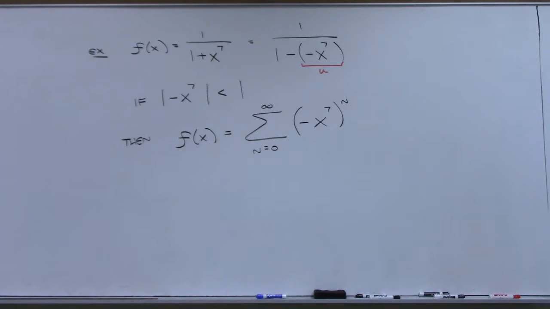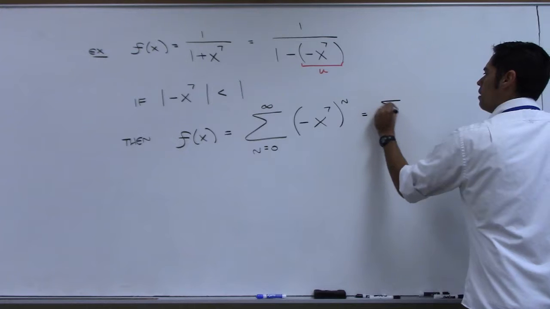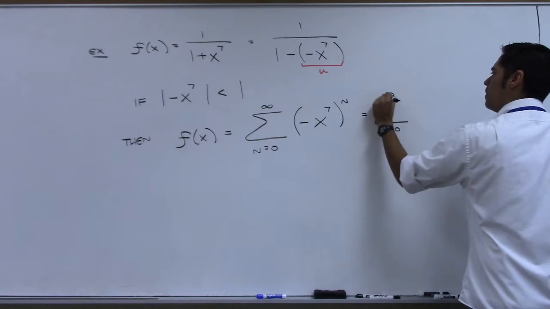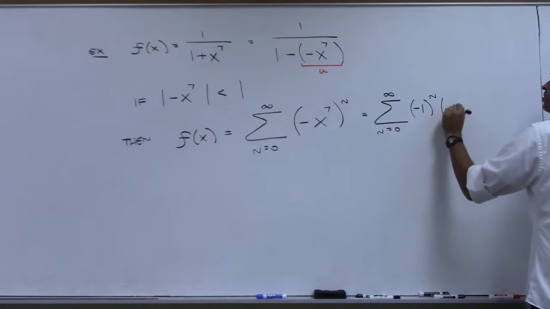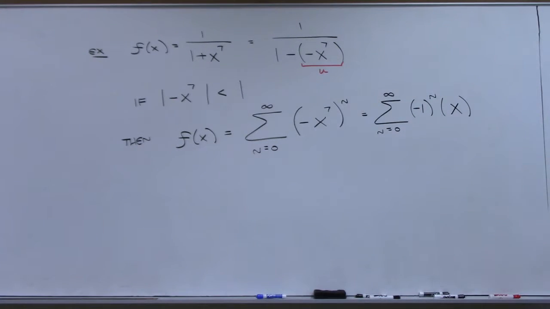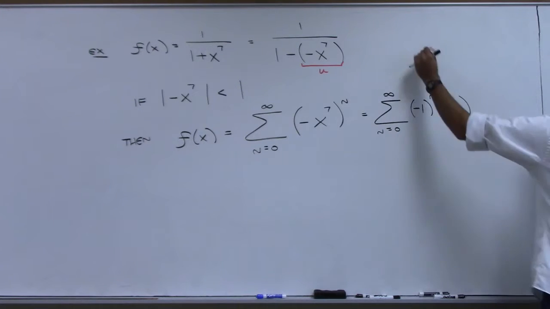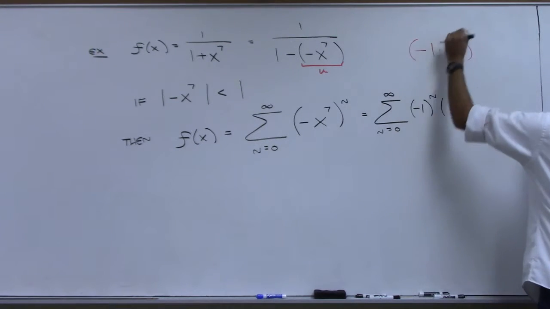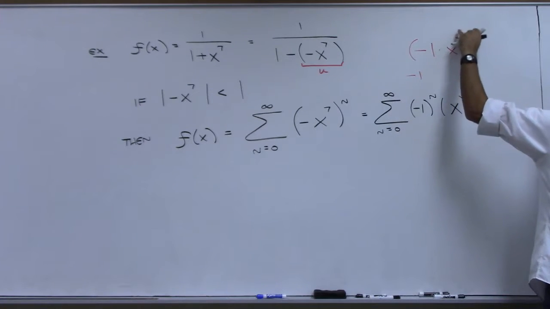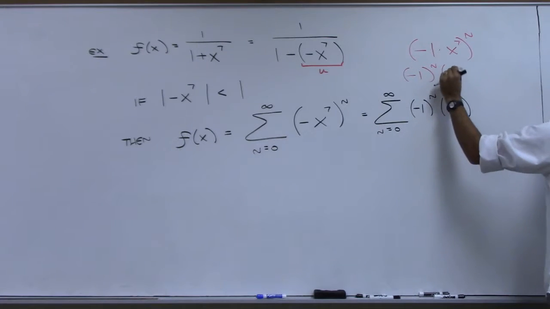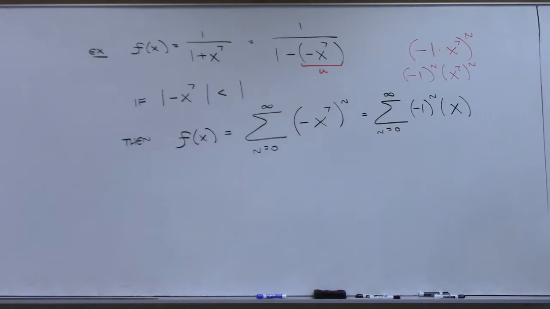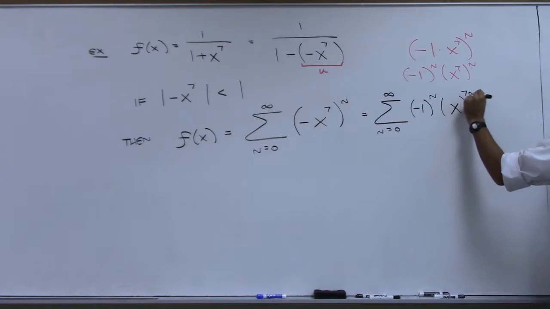And then from here, I'll start peeling things off. So I'm going to take a negative 1 to the n, and then I'm going to do x to the what? I'm looking at it as negative 1 times x to the 7th, all to the n, and I'm looking at that as negative 1 to the n, and then x to the 7th to the n, right? So I can write this as x to the 7n, can't I?